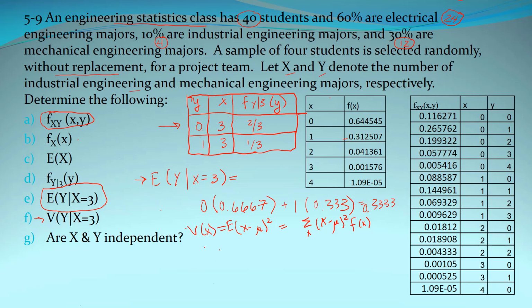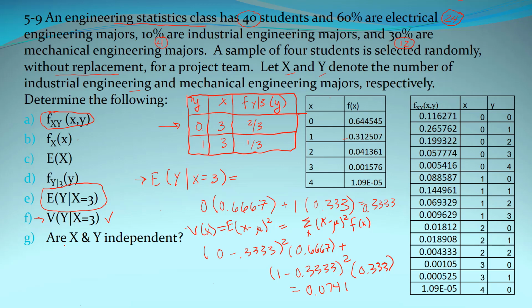So we've got x is 0 minus 0.3333 squared times its probability, which is 0.6667, and then plus 1, right, that's the value of y, minus the mean again, 0.333 squared times 0.333, and all of that together comes out to 0.0741. So we got this one.